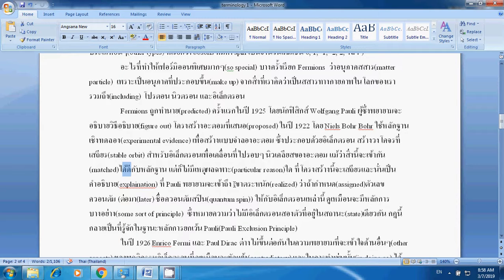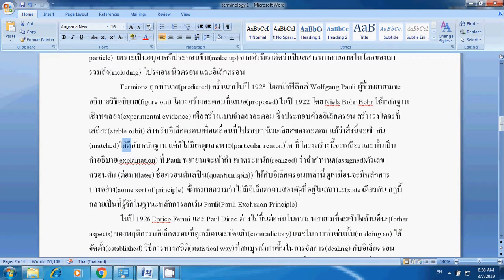He realized that if we assign a quantum number, which is later called quantum spin, to these electrons, there seems to be some sort of principle which means that no two electrons are to be in the same state, and this law turned out to be known as the Pauli exclusion principle.